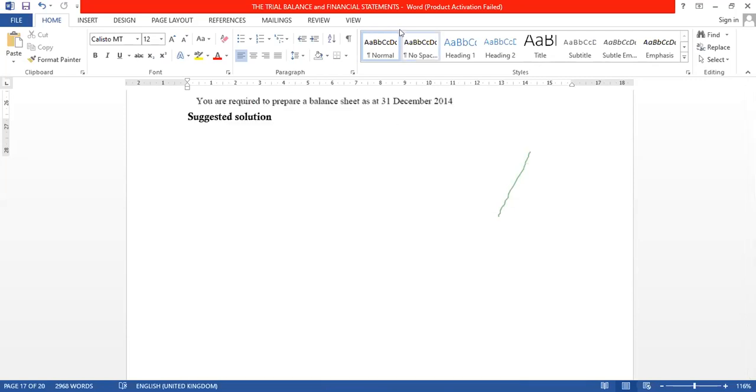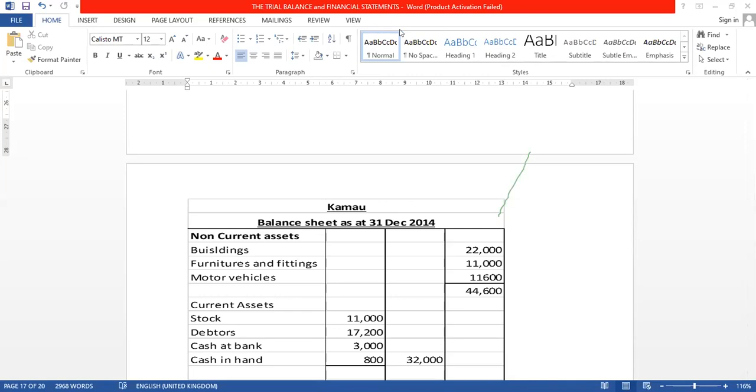Furniture. The amount of furniture is 11,000. Motor vehicle, we have 11,600. Those are the long-term assets or fixed assets in a business, right? So can we add them up and get the figure down there? Confirm whether we are getting 44,600. Thank you.